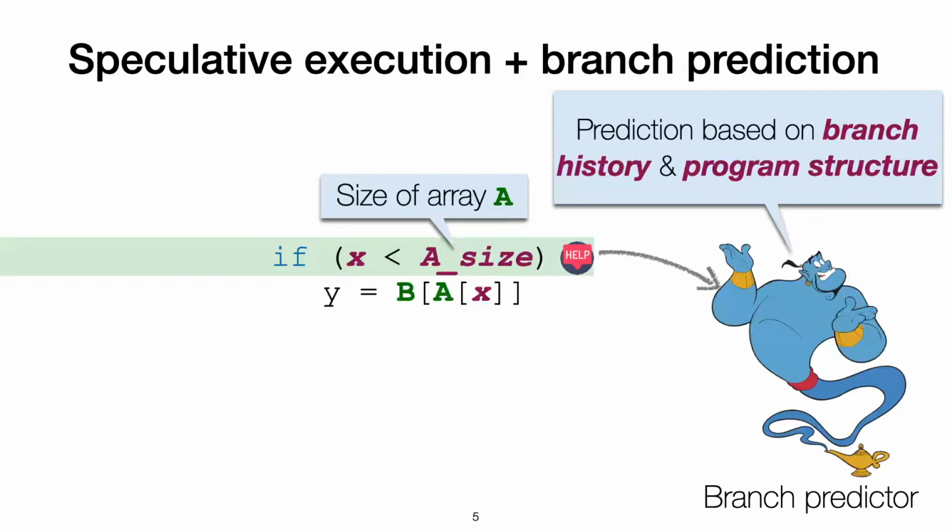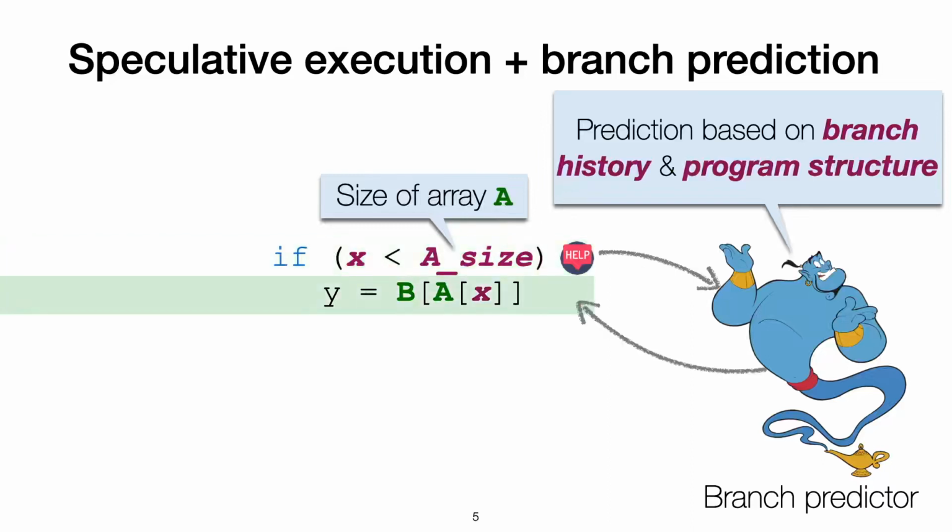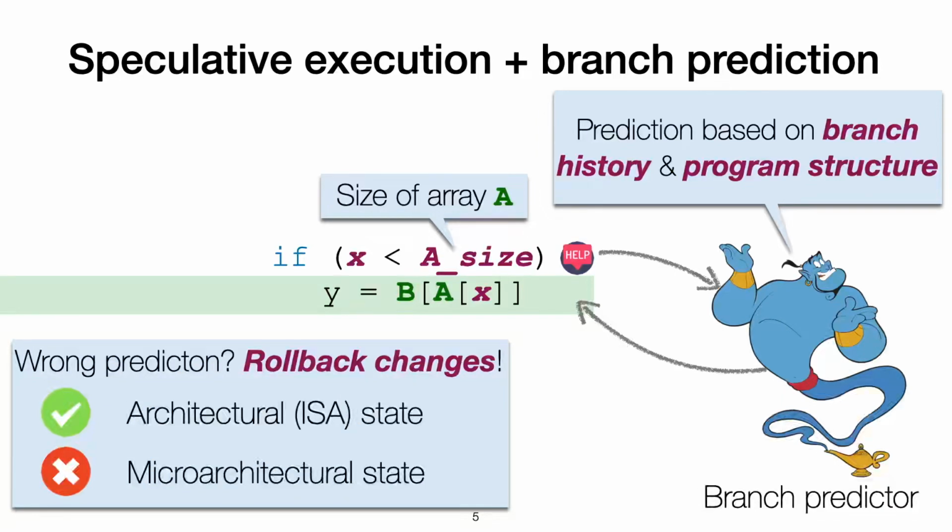For instance, if the comparison is predicted as satisfied, the CPU continues the execution and performs the memory accesses. When the comparison's result is finally available, the CPU checks if the prediction was correct. If it was, great, we save some time by executing instructions in advance. Otherwise, the CPU discards the changes and restarts the computation. In more detail, changes to the CPU architectural state, which contains the registers and memory, are rolled back. However, changes to the so-called microarchitectural state, like caches, are not rolled back.